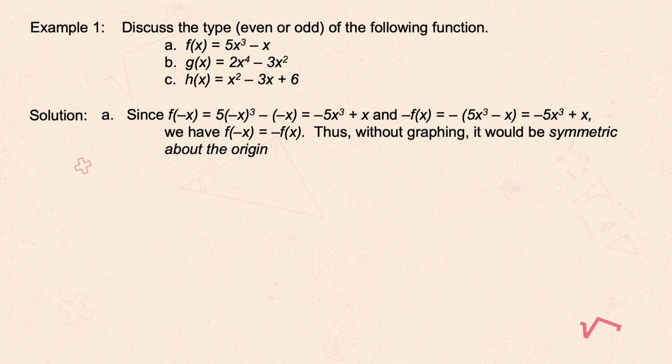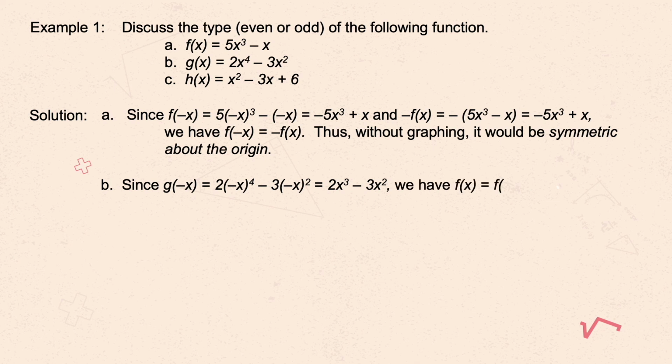Next, let's have the second problem. g of x is equal to 2x to the fourth power minus 3x squared. Again, the first thing you have to do is to identify g of negative x. Solving this, our g of negative x is 2x to the fourth power minus 3x squared, which is equivalent to our given. So therefore, g of x is equal to g of negative x. Therefore, this graph is symmetric about the y-axis.